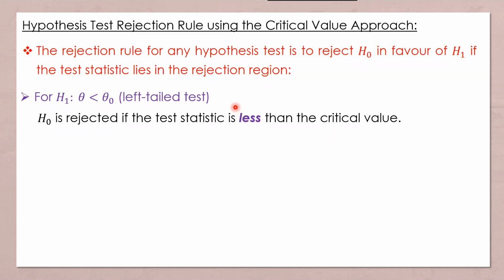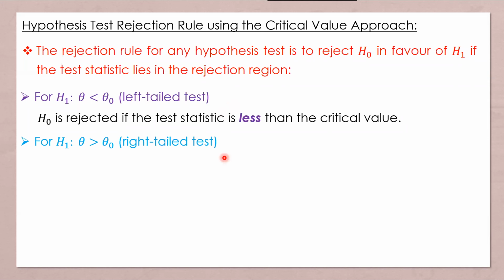And that's simply because we know for a left-tailed test, our rejection region lies to the left of the curve. So if the test statistic is very small, then it lies on the left side of the curve, which means it lies in the rejection region. So we reject the null hypothesis in favor of the alternative.